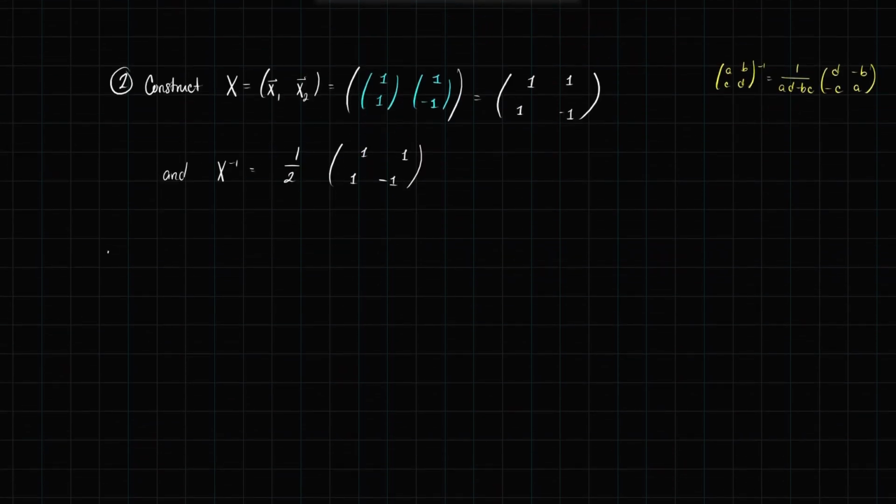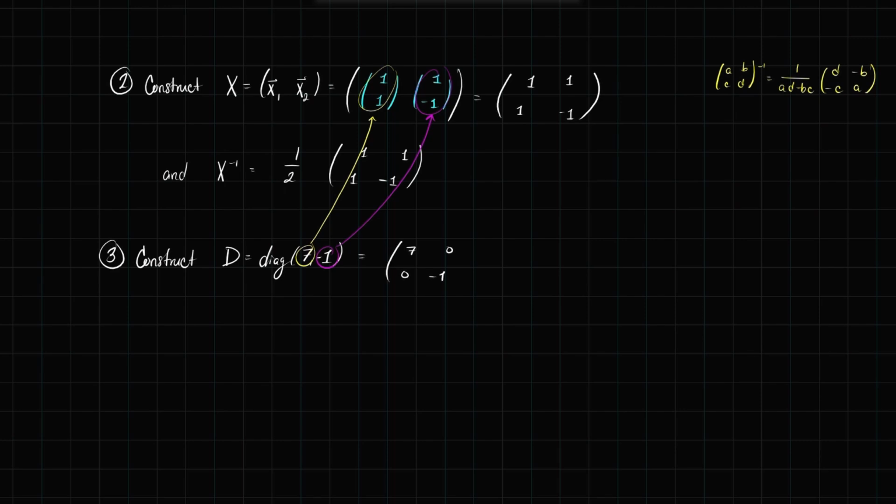Step 3, we construct our diagonal matrix, which in this case is the diagonal of my two eigenvalues, 7 and -1. This is the point at which we have to make sure that 7 was associated to this eigenvector and -1 was associated to this eigenvector. So just preserve that ordering. Don't screw up the ordering, but as long as you preserve it, you're good. You get a 7, 0, 0, -1.